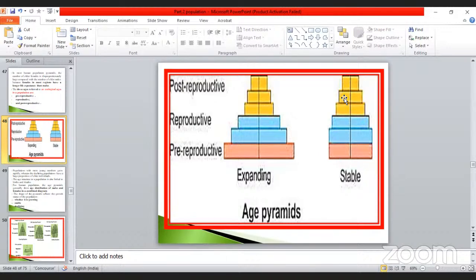Here the normal growth will be there. Compared to this one, it is called expandable. Compared to this one, it's expandable. This one is called, what is it? Stable. There are no magnified differences. Okay, so this is the important thing.